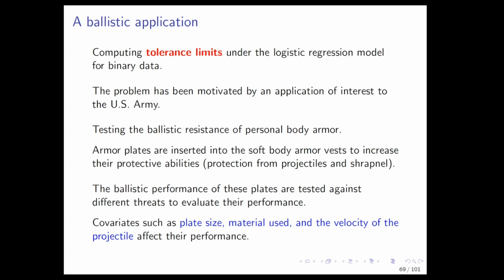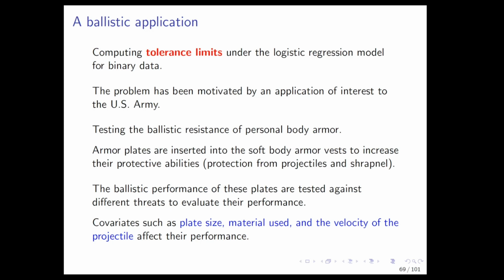So when they test it, you can imagine the data will be binary: a bullet could either penetrate or not. It is binary data, 0 or 1, no penetration or penetration. And you have to analyze that and see if the armor plate is effective in protecting these people.